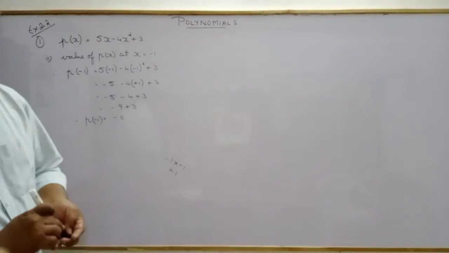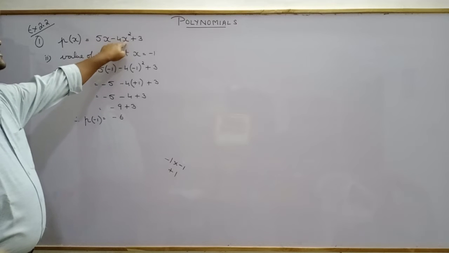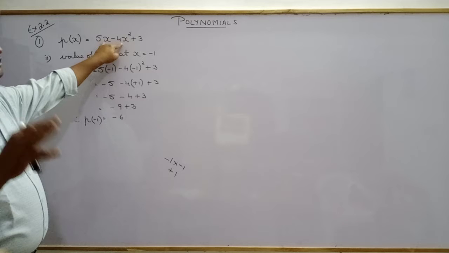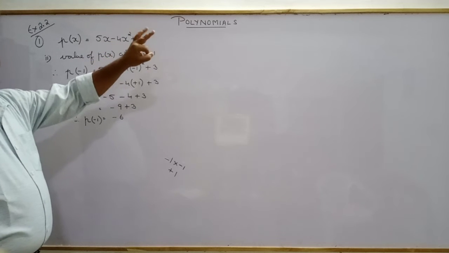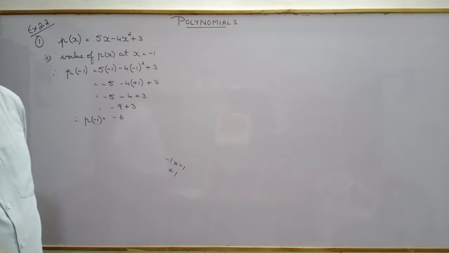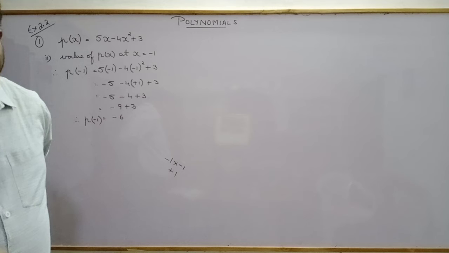First part, it says x equals 0. So check. 5 into 0 is 0. 0 square is 0, 0 into minus 4 is 0. 0 minus 0 is 0. What is left? 3. The value of the polynomial at x equals 0 is 3. Second question, again the same. Find p of 0, p of 1, p of 2 for the following polynomials.